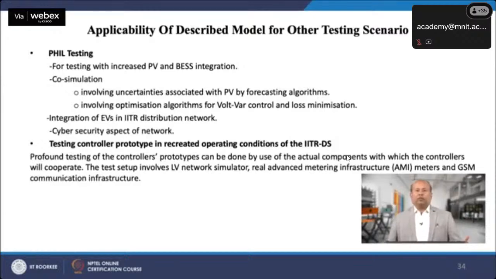The developed controller prototype can also be tested in recreating original operating conditions of the IIT Roorkee distribution system. It can be done by use of the actual components with which the controller will cooperate in a field scenario. The test setup involves the IIT Roorkee DS in RTDS, while a part of it is taken out, along with real advanced metering infrastructure and GSM communication infrastructure.